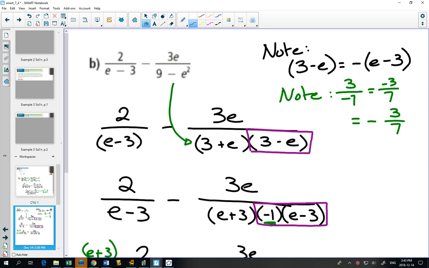Why couldn't you just leave it as the first one? If I left it as the first one, then my denominators aren't the same. If I change it, I have an e minus 3 here and an e minus 3 here, which will get my common denominator quicker. If you get a common denominator quicker, your simplification later on will be easier.